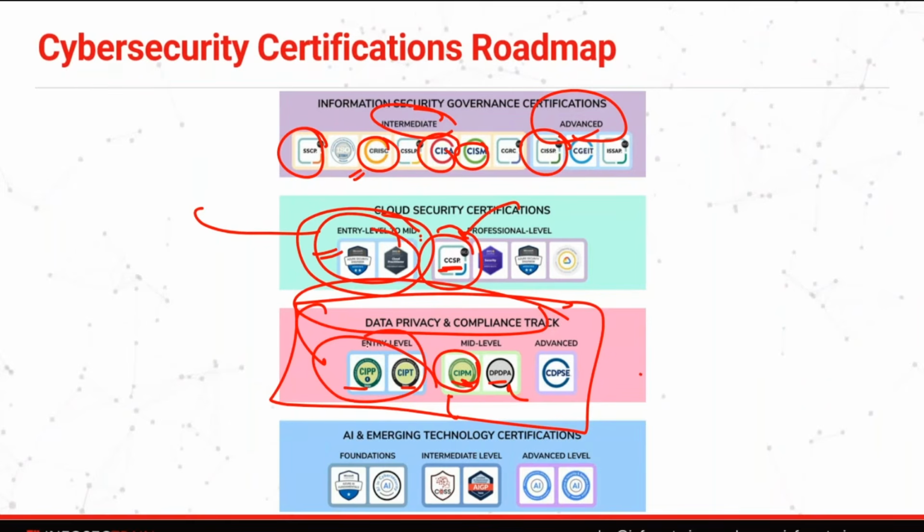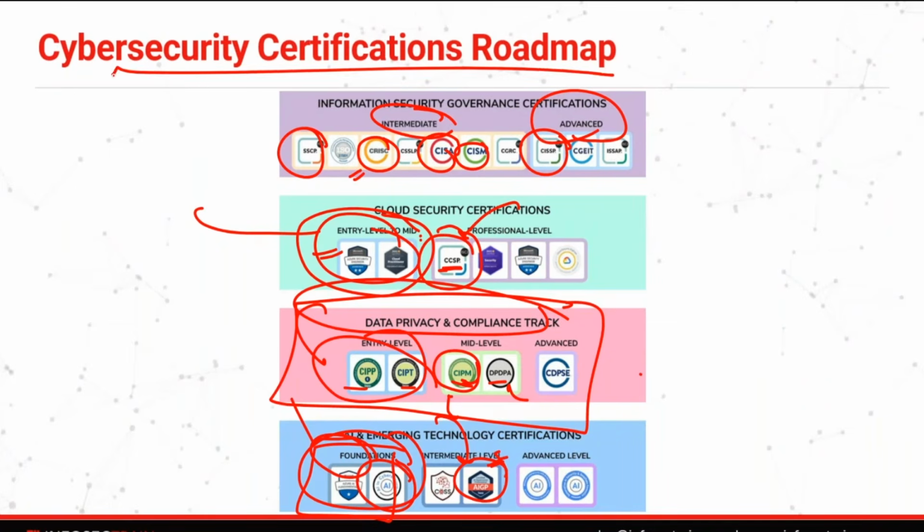And for AI technology, we have Microsoft AI Fundamentals and ISC2 AI in Cybersecurity Fundamentals. So this is a foundation one. After that, you can go for intermediate ones like AIGP, Artificial Intelligence Governance Professional. You can opt for that. So these are the certification roadmap here.